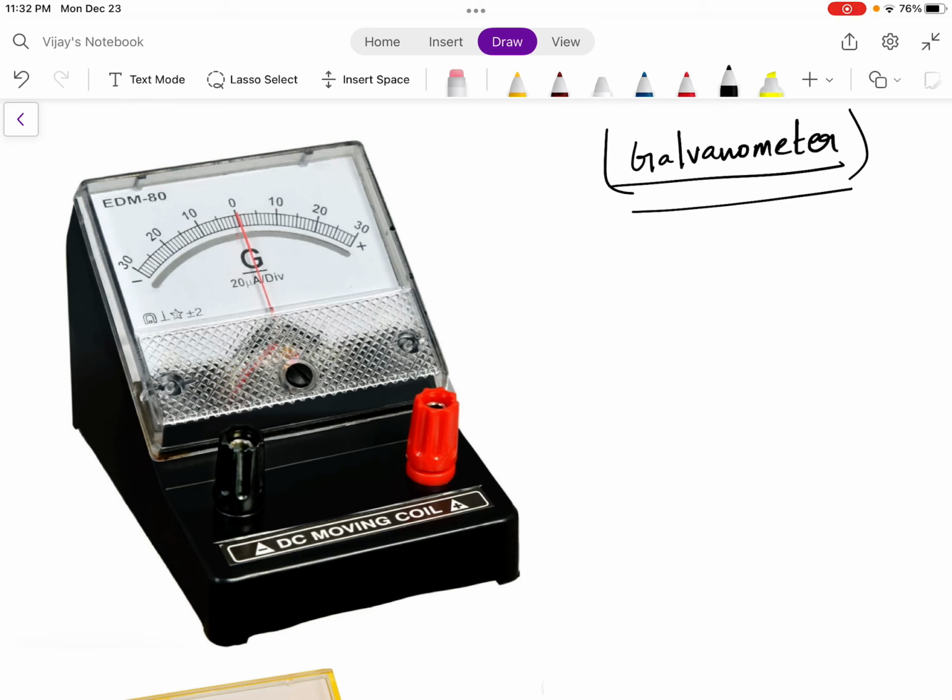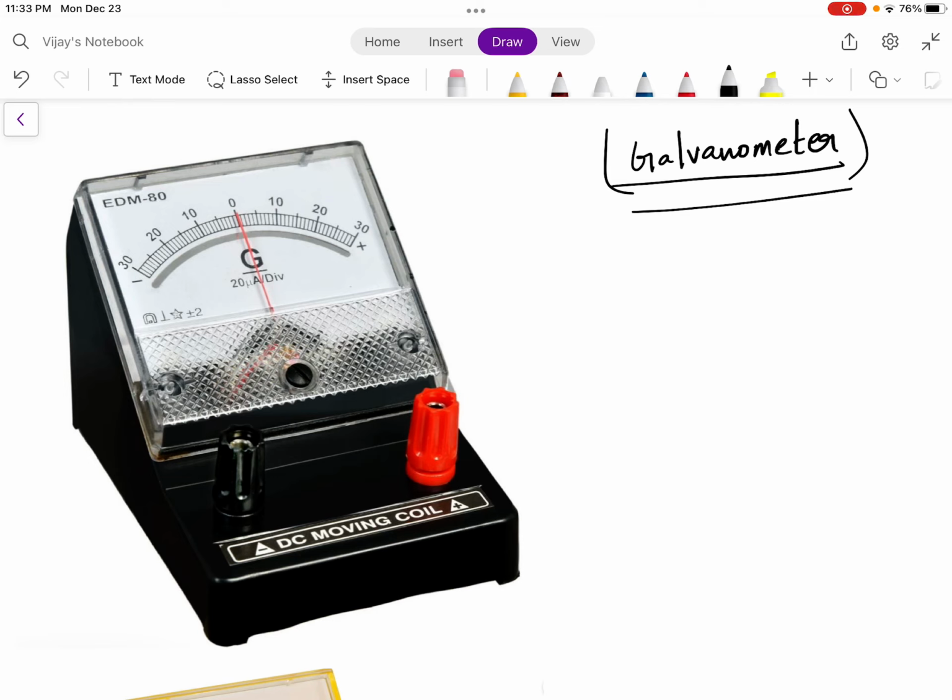Suppose, let's say there is a conductor. I want to check whether a current is flowing in that conductor or not. So, what I will do is, I will connect this galvanometer to that conductor. If I observe any deflection in this galvanometer, I can assume that there is current in that conductor or wire. But if there is no deflection as far as the galvanometer is concerned, then I can assume that there is no current in that particular conductor.